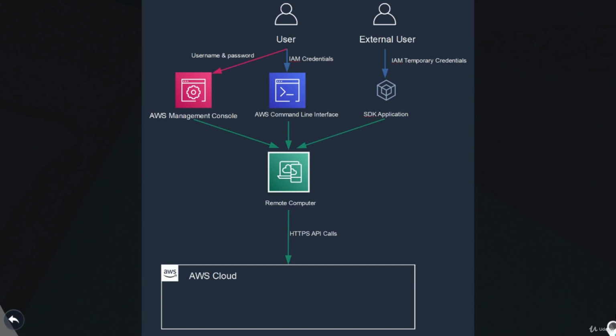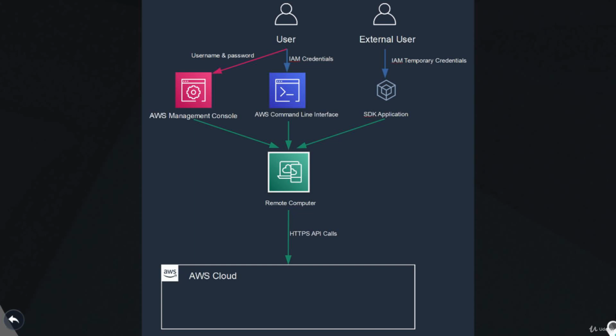So the first way we can do it there is we could have an IAM user, and that user will have a username and password. And they can use that username and password to log in to the AWS Management Console that is running inside of their browser. And the AWS Management Console running on that remote computer will then issue those API calls to the AWS cloud.